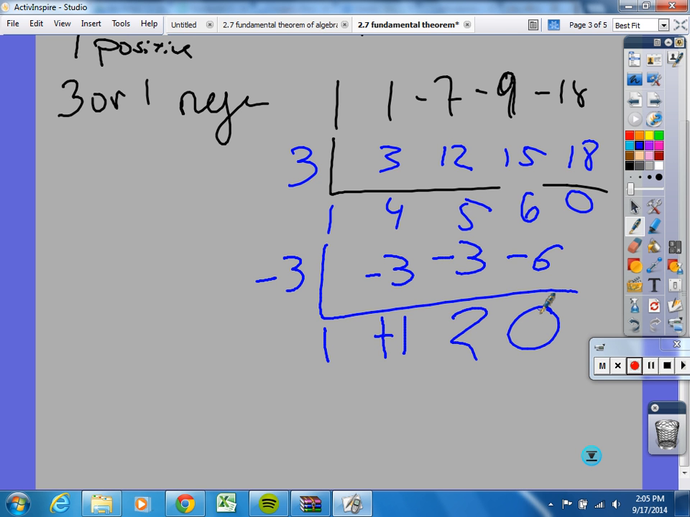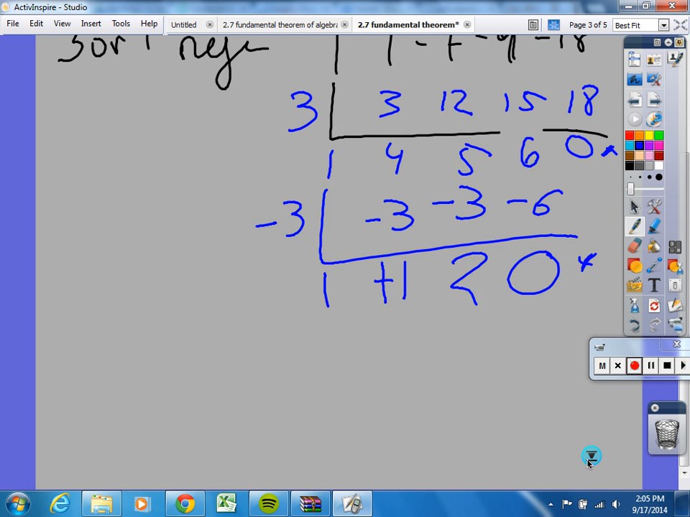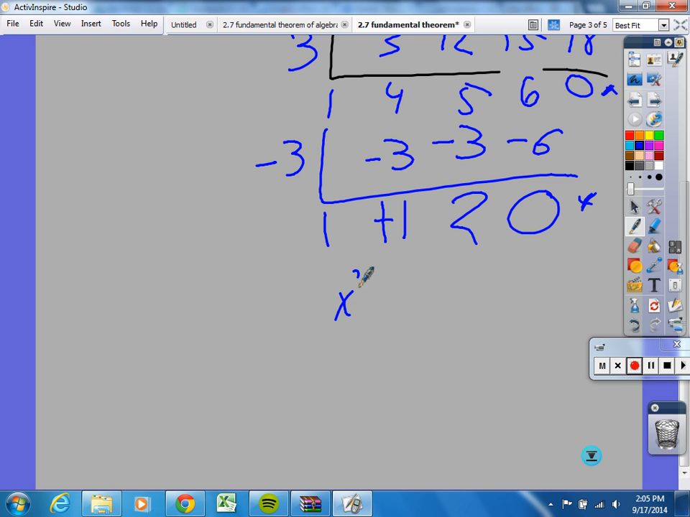Once again, we went x to the 4th. What's this guy right here? X cubed. What's this guy right here? X squared, which is nice. So this tells me x squared plus x plus 2. With that being said, what can we do? We can not factor this one. This one's a quadratic.